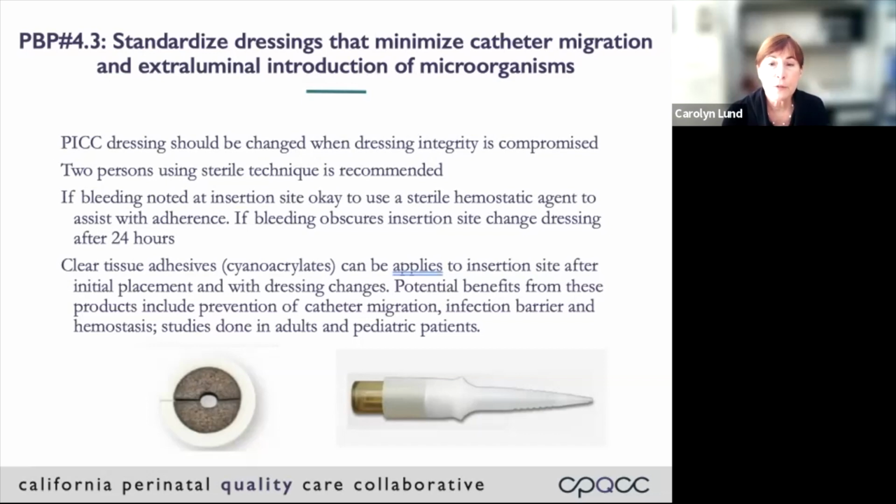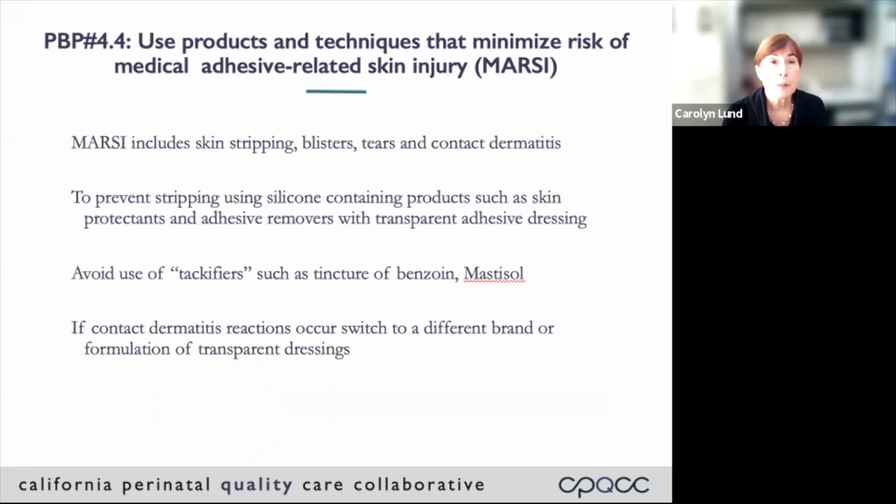And the benefits of using this product include prevention of catheter migration. It's also a barrier to infection, promotes hemostasis. And these are based on studies that were done in adults and pediatric patients. I've not seen published studies yet in the neonatal population. Next slide, please. This is the potentially better practice 4, and that's to use products and techniques that minimize the risk of medical adhesive-related skin injury.